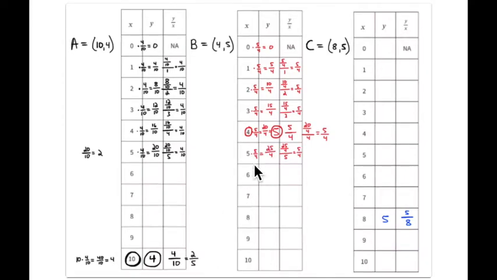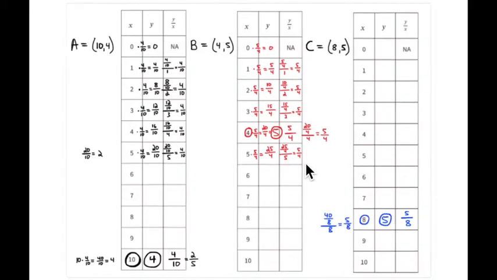All right, so for 5 times that constant of proportionality, 5 times 5/4 equals 25/4. Now, if I multiplied 5 by 5 and then divide by 5, I'm going to get back to 5/4. 25 divided by 5 is 5, but it's fourths I'm talking about. So now I have 5/4.